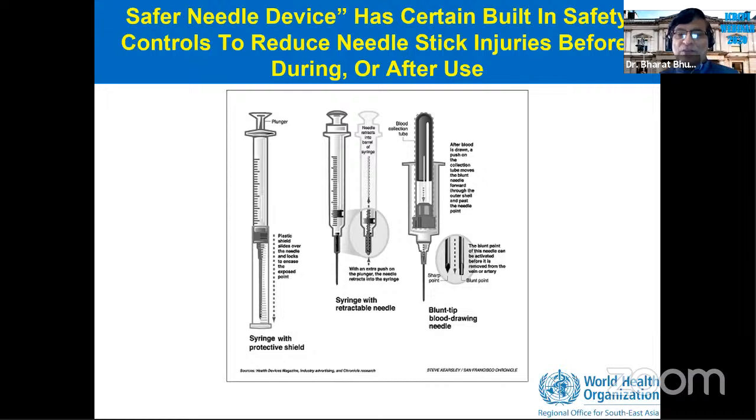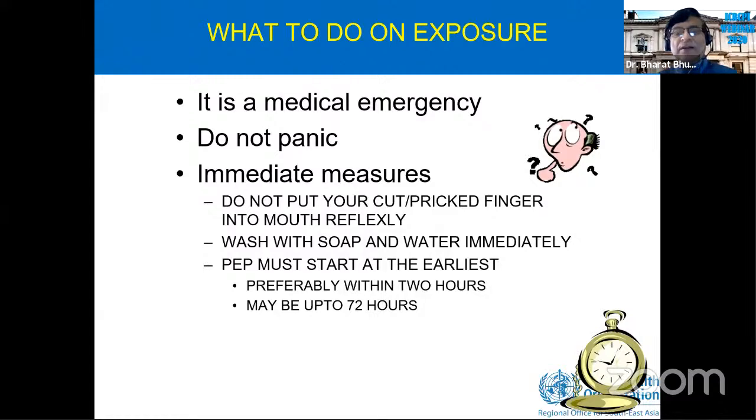All immunization program people use auto-destruct syringes, and now the Government of India has a target that by 2023, no syringe should be used which does not have the capacity to destruct on its own. So it should be all auto-destructible syringes. That was a little bit about protection.